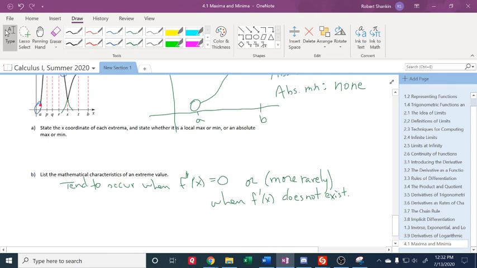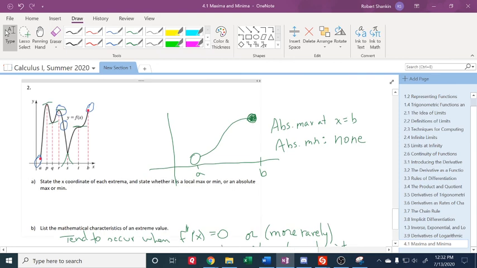I have a question. Yes. What if, in the case of the graph with A and B, what if it was a removable discontinuity?